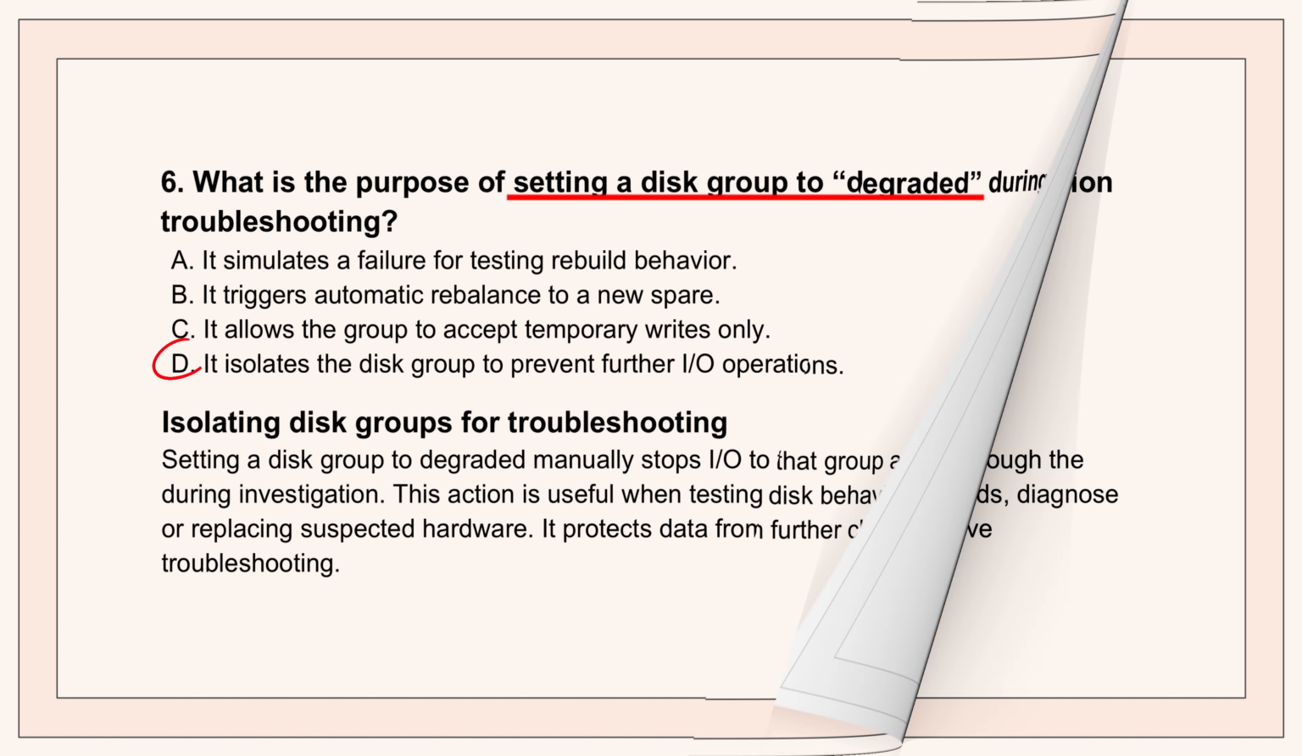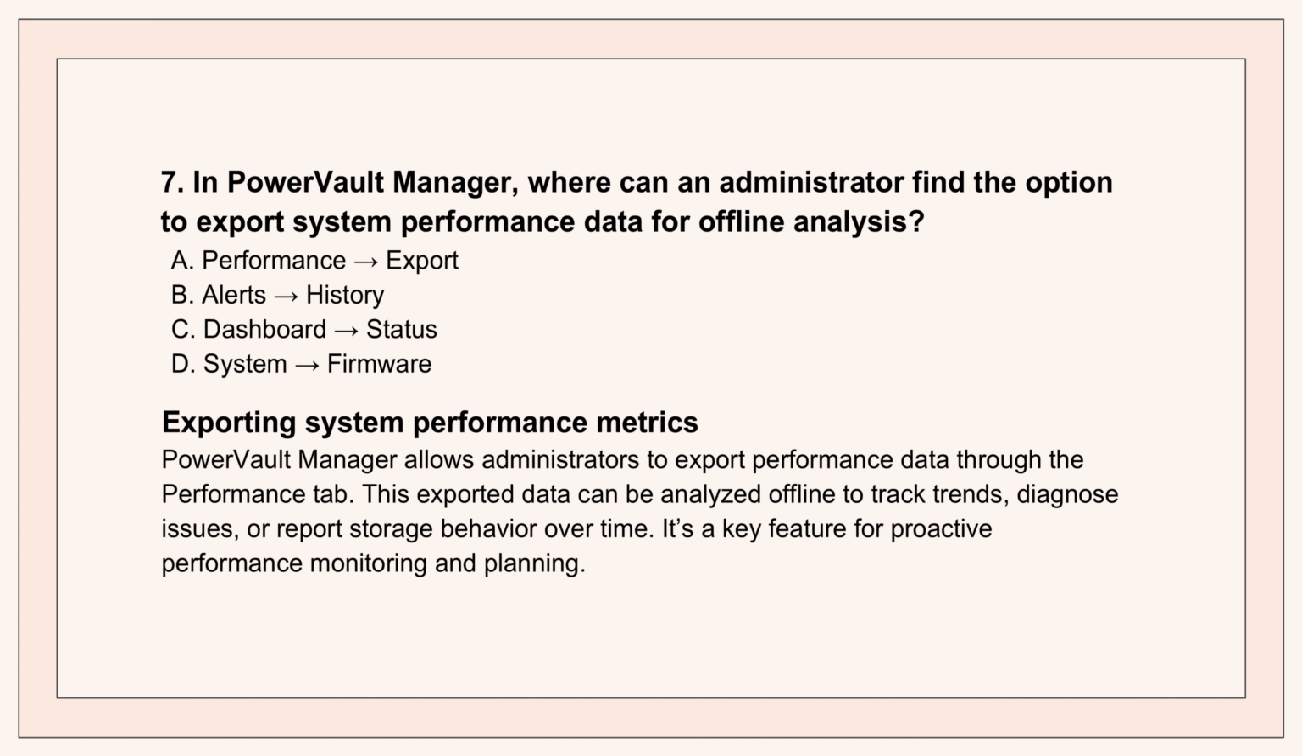Okay, let's pivot again. We've covered setup, protection, troubleshooting. Now the day-to-day management, keeping an eye on performance, getting alerts, and using the built-in support. The ongoing vigilance. Right. First up, performance data. You need to see what the system's been up to historically, maybe for analysis. Where do you go in PowerVault Manager to export that performance data? That's pretty straightforward. You'll find it right under the performance section, and then there's an export option. Performance, then export. Simple enough. Yeah, and it's really useful.